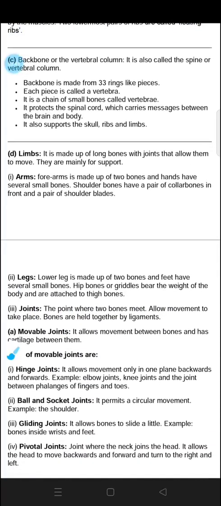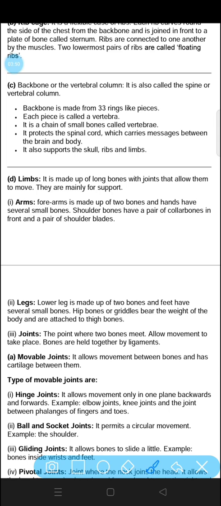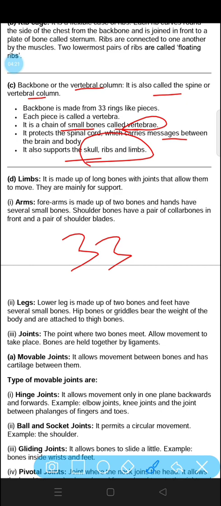Next one is the backbone. Backbone or vertebral column is also called the spine. Backbone is made from 33 ring-like pieces. Each piece is called a vertebra. It is a chain of small bones called vertebrae. The bones of the backbone or vertebral column are called vertebrae. It protects the spinal cord which carries messages between the brain and body. It also supports the skull, ribs and limbs. It gives support to both the things.